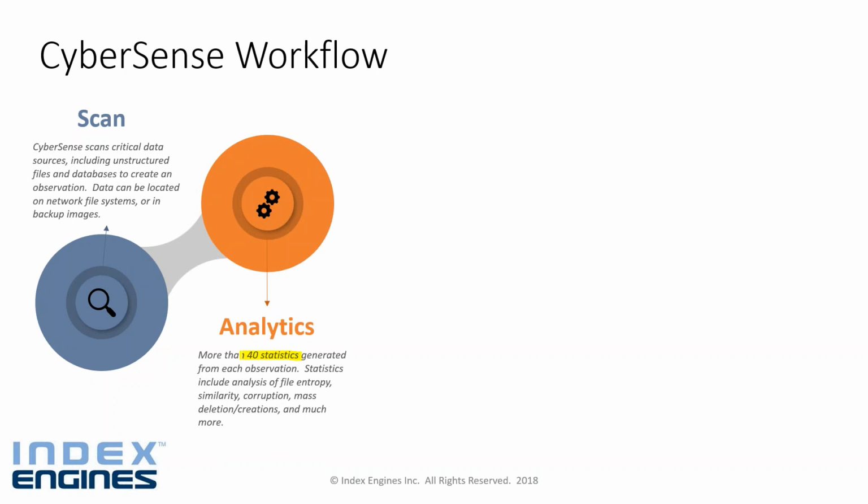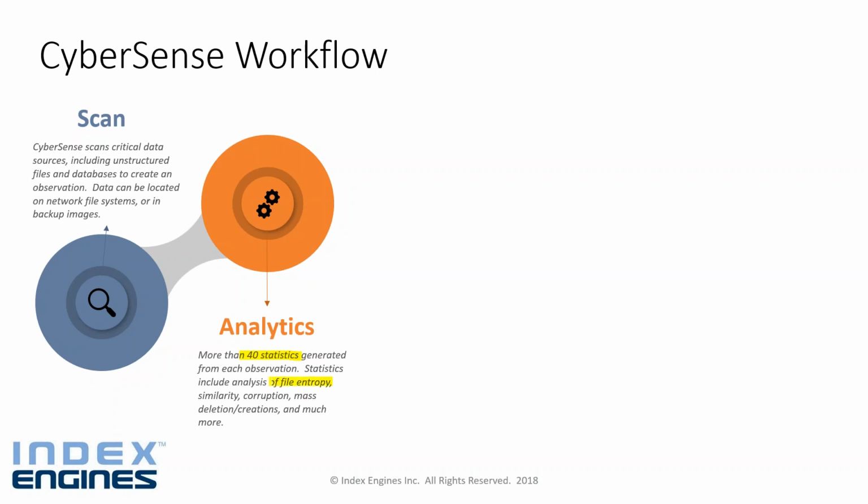So a day one observation is your baseline. Look at the data. Day two observation is a comparison of the statistics from day 1, day 3 and 4, and 5, and so on and so on. So it's comparing statistics with each observation of the data. The statistics are a set of analytics that look at things like file entropy.